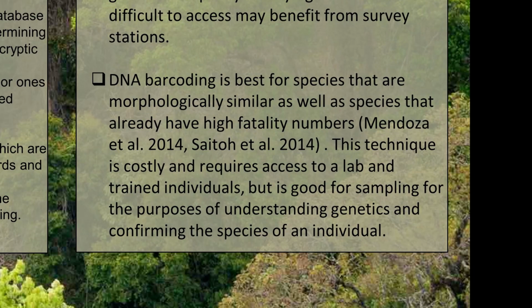DNA barcoding is best for species that are morphologically similar, as well as species that already have high fatality numbers, often due to poaching. This method is expensive and requires access to a lab and trained individuals, but it's good for the purposes of understanding genetics or confirming the species of a specimen in question.